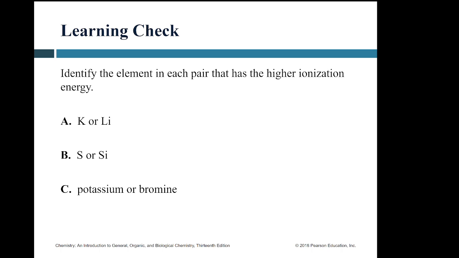Okay, so let's identify the element in each pair that has a higher ionization energy. Potassium or lithium? So potassium is lower on the periodic table, right? And that's going to mean it has a lower ionization energy. So you're getting the deals. So lithium is going to have a higher ionization energy typically, right?